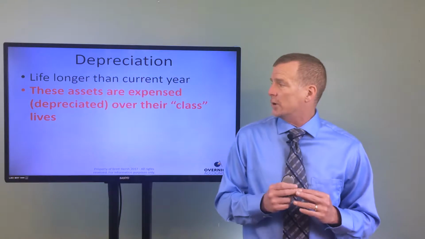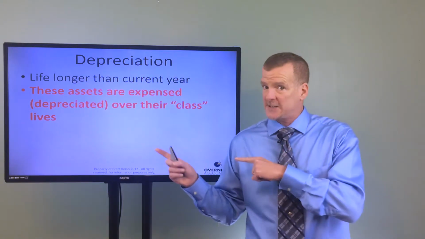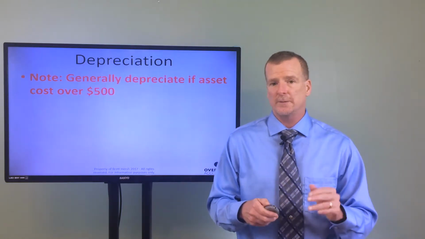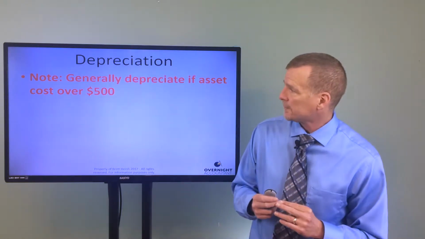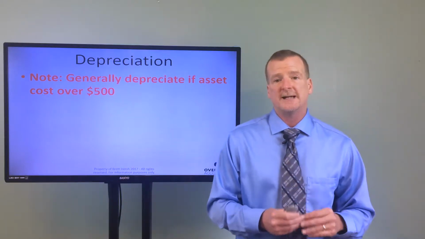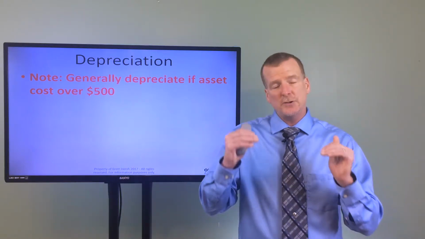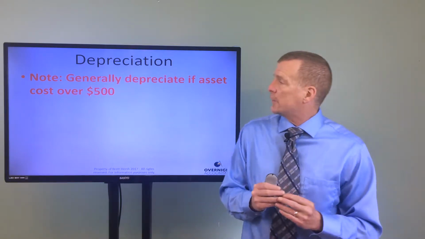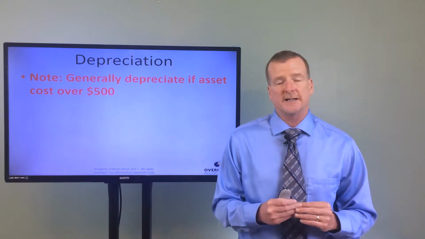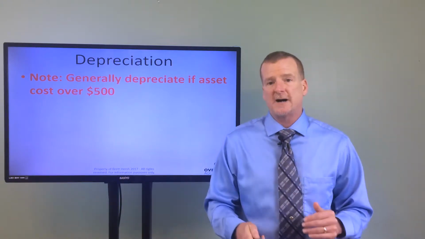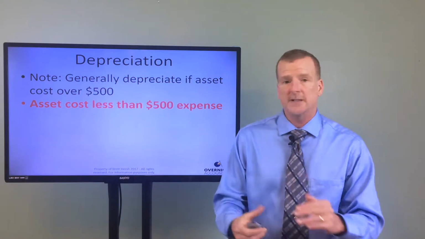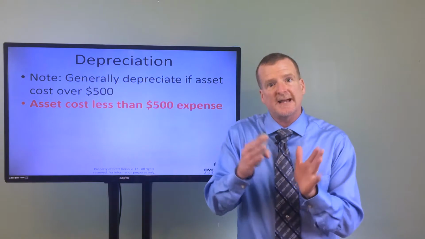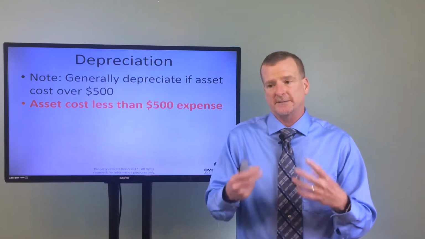Those assets are expensed over what we call depreciation over their class lives. This can be very confusing, and we'll go over a little bit of the basics shortly. I do want to make you aware that generally, if you buy a desk for, say, $250, you're probably not going to have to depreciate it because it's under $500, so you may be able to expense it. But as a general rule, if it's over $500, you may need to depreciate that item if it lasts more than 1 year, and usually it's something you can touch.